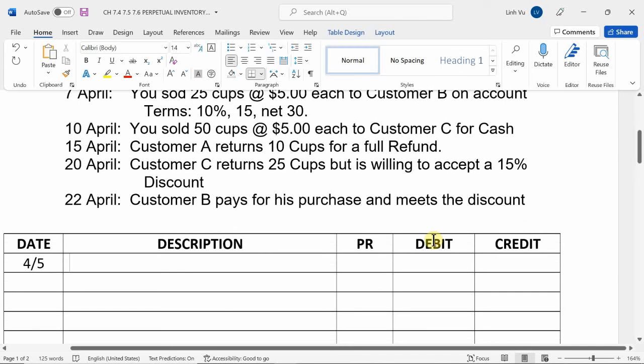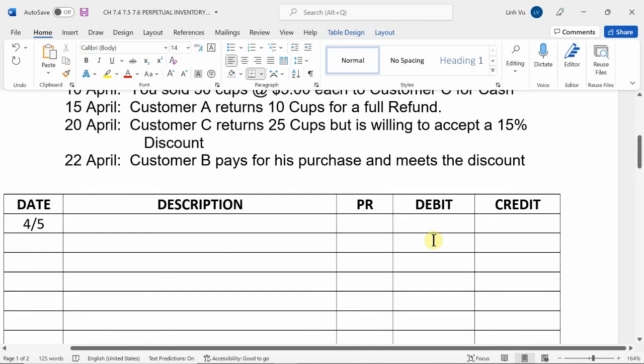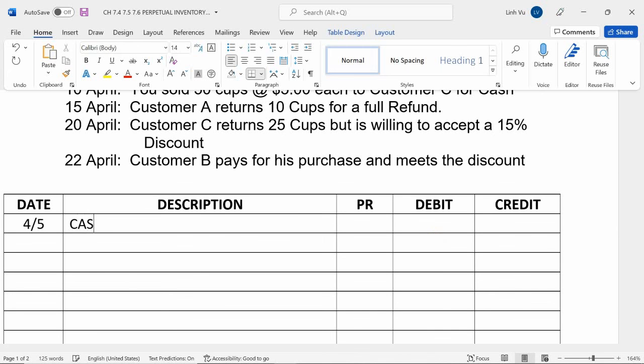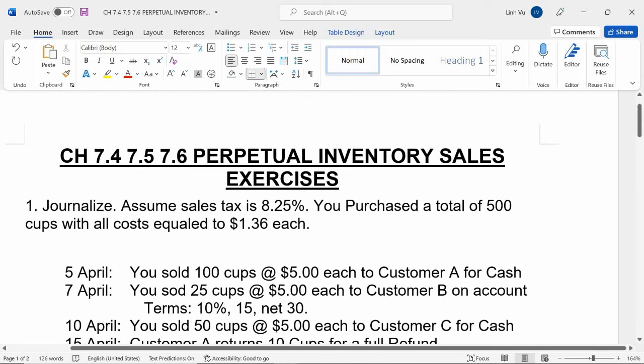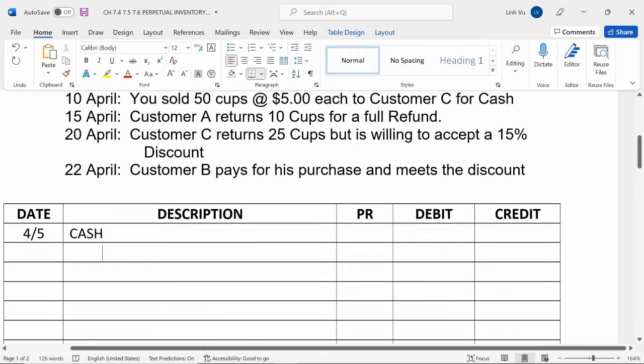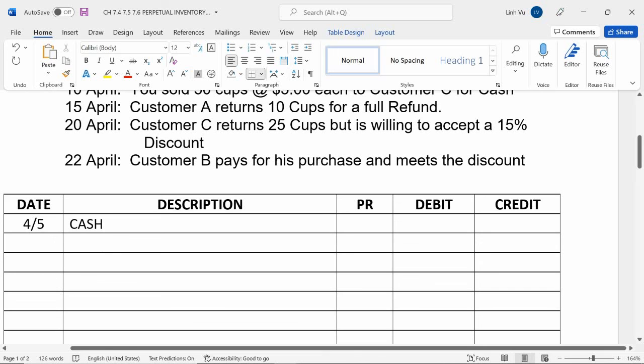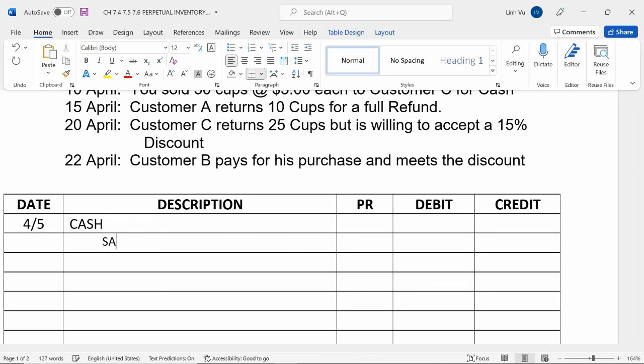So how do we recognize this? Cash is debited $500. Don't forget the sales tax. Assume that sales tax is 8.25%. So you have to recognize you sold something. And what else do you need to recognize?